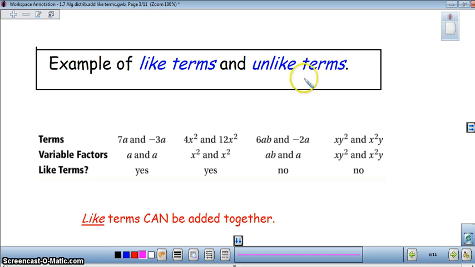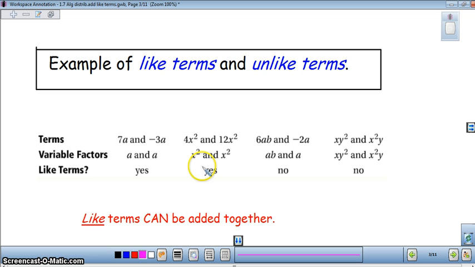Like terms and unlike terms. Here are some different terms: 7a and negative 3a, 4x squared and 12x squared, 6ab and negative 2a, xy squared and x squared y. When we talk about a variable factor, what do they both have in common? They both have the a. Are they like terms? Yes, they both have a to the first power.